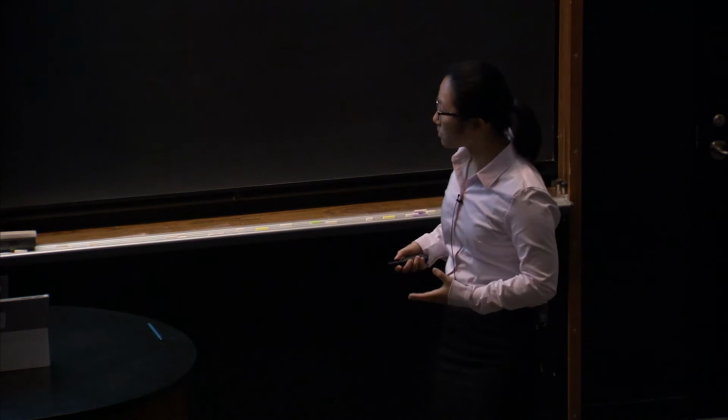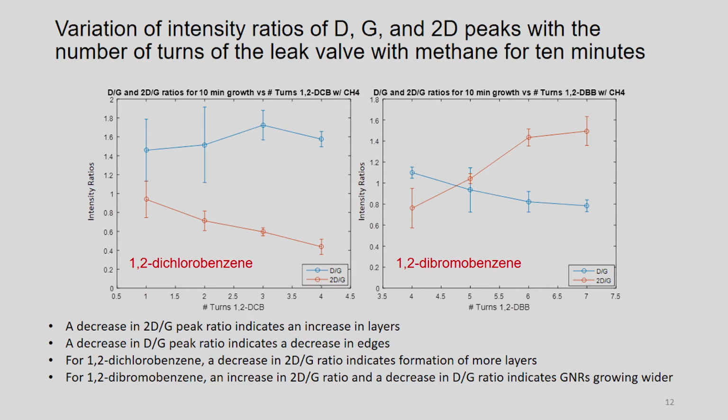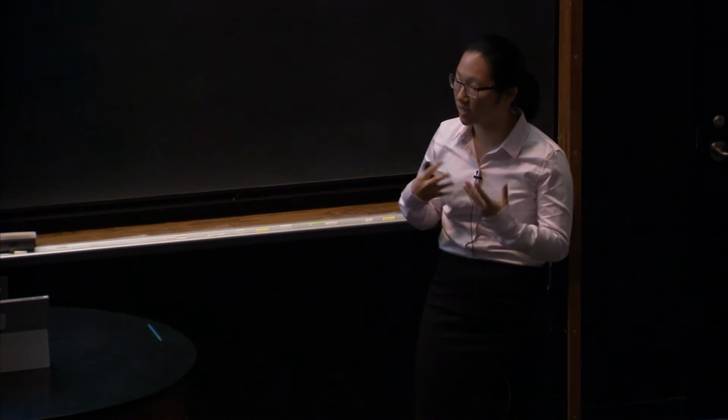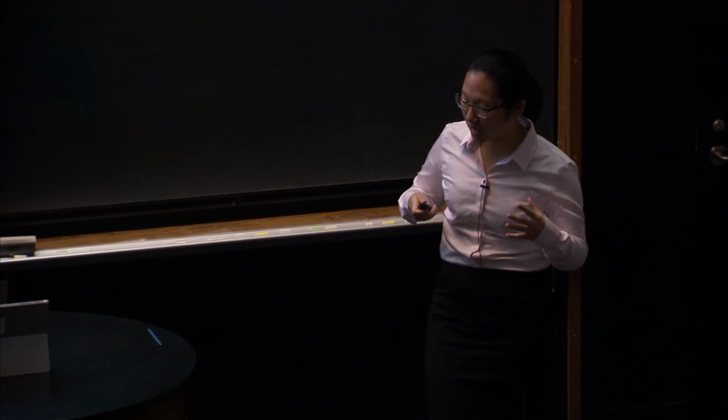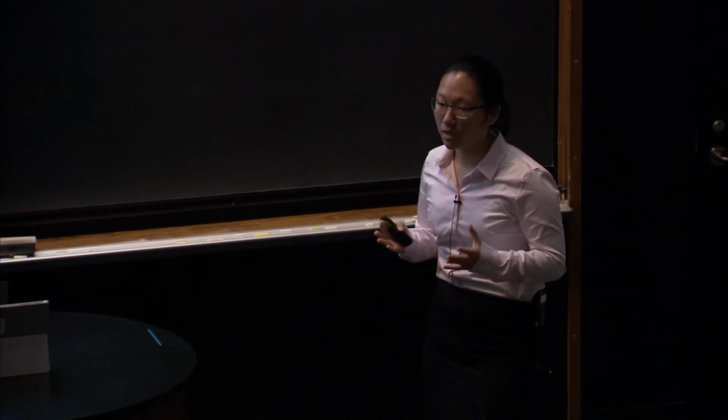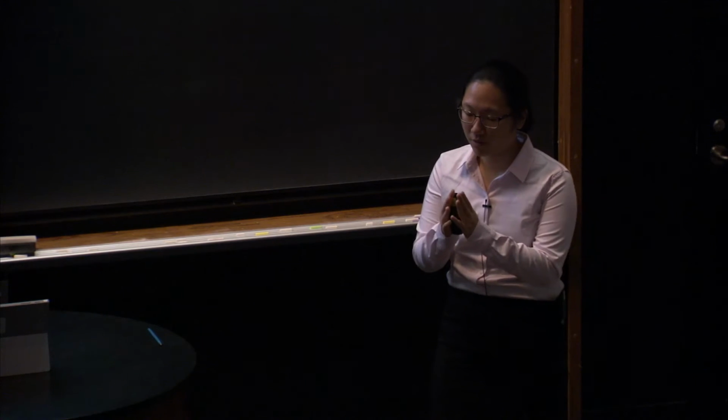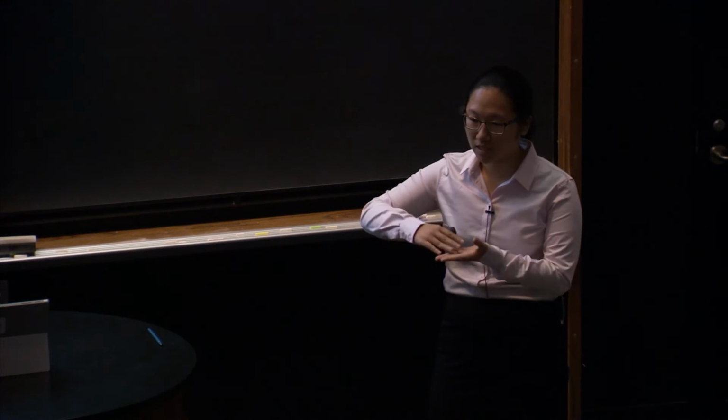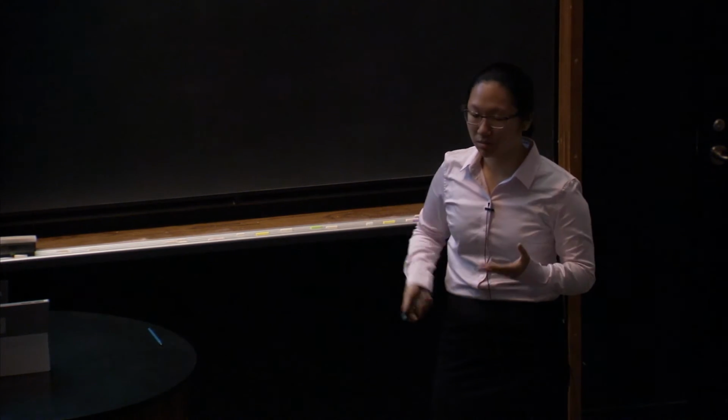For 1,2-dibromobenzene, we see that the 2D to G peak ratio increases while the D to G peak ratio decreases. This indicates that there are fewer layers and fewer edges overall. This would indicate that the graphene nanoribbons are growing wider. This is because when graphene nanoribbons go wider, there are fewer edges being formed during the growth process.